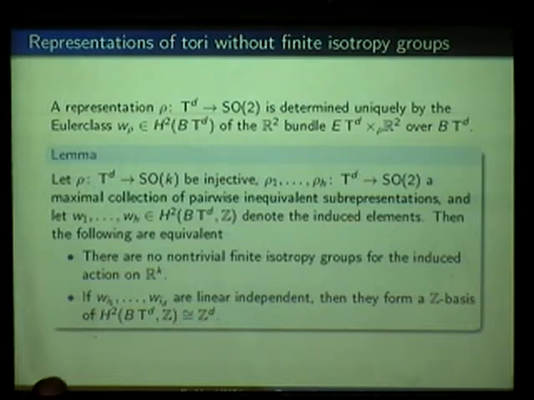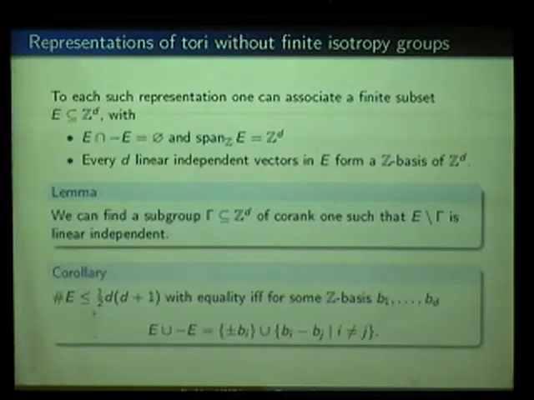So for any such representation, you can associate a finite subset E of Z^D with the property that E intersect minus E is the empty set. That corresponds to the fact that the representations are inequivalent as real representations, since W and minus W correspond to equivalent real representations. So that's why you have this. And the span over Z of E is equal to Z^D, and every D linearly independent vectors in E form a Z basis, right?